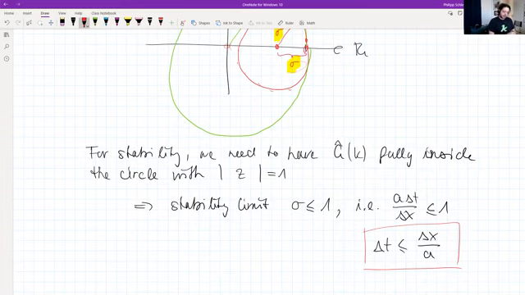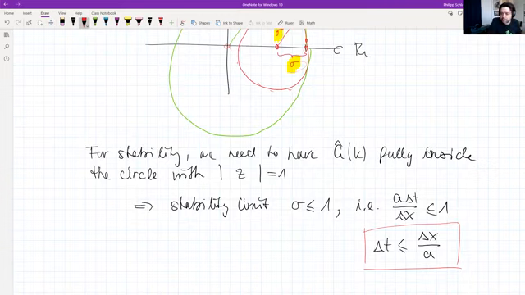Whenever my delta t is smaller than that limit, so it fulfills this condition, then my integration is such that the spectral amplification factor is below 1, which is good. And as soon as my delta t is a bit larger than this expression, I would expect to have an unstable integration.